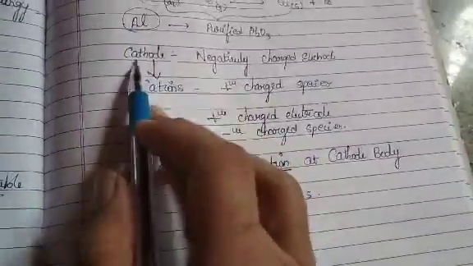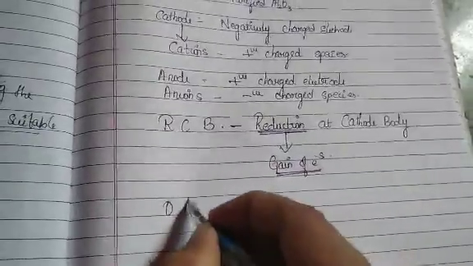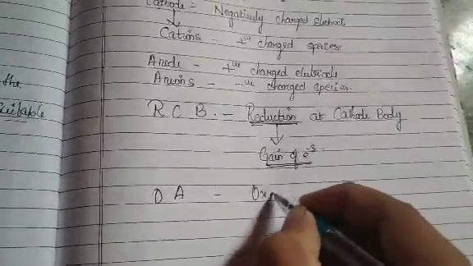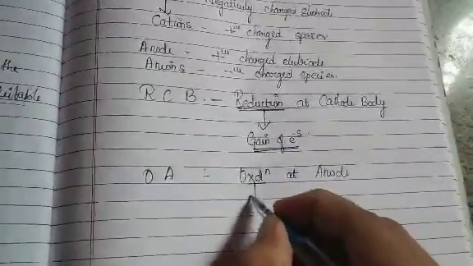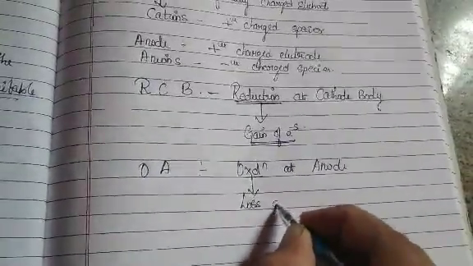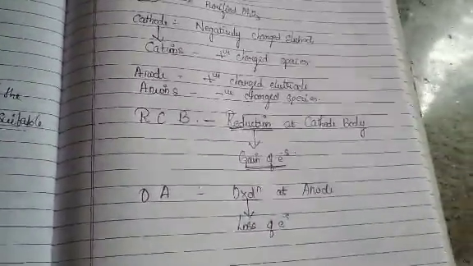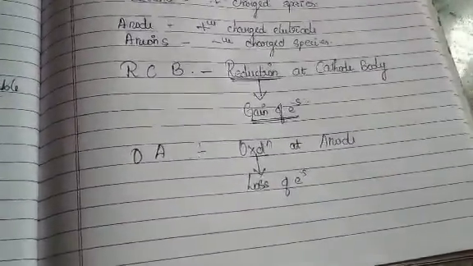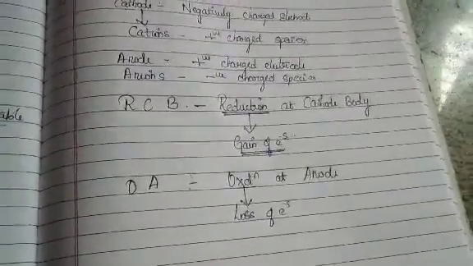So what is happening at the cathode? The electrons are gained. Similarly, OA, oxidation at anode. So oxidation means what over here? It is loss of electrons. That is, at the anode the electrons are lost. So this is the main thing one has to know when we are dealing with the extraction of aluminium from purified alumina.